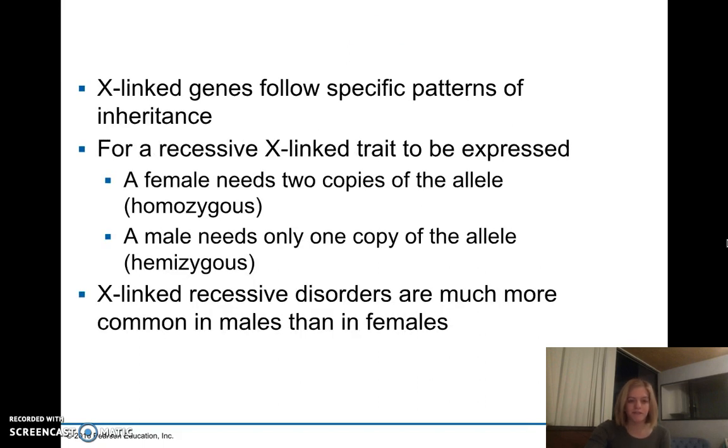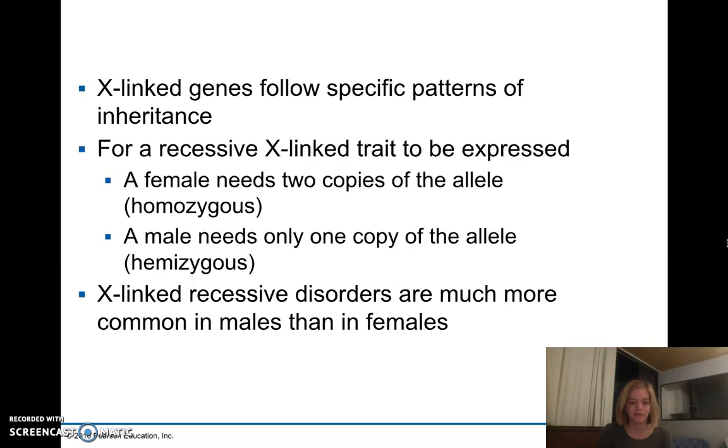X-linked genes follow specific patterns of inheritance, and so for a recessive X-linked trait to be expressed, the female who is being born needs to have 2 copies of the allele. She needs to be homozygous, just like a normal recessive trait. However, the male only needs 1 copy of the allele to express the trait. So we call this hemizygous, since it's not really possible for him to have the X and the X. If he has the recessive trait on his X chromosome and a Y, we call him hemizygous. And he will express the trait if he only has 1 copy of the allele.